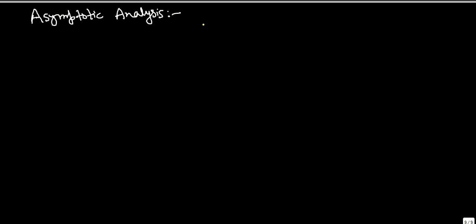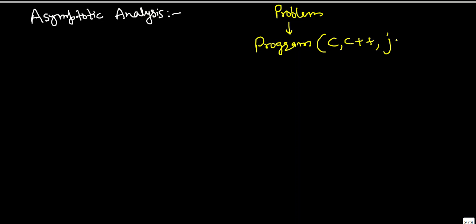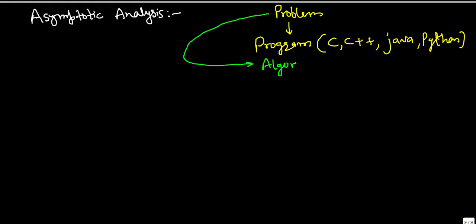Welcome back everyone. In our previous tutorial we have seen how to compare different algorithms. In computer science we know that when we have a problem we try to write a program for that problem and solve it. So program could be in C, C++, Java, Python or any other language in which you want to implement the program. But when we have a problem, what we would like to do, we would like to first write an algorithm and then implement that algorithm as a program.